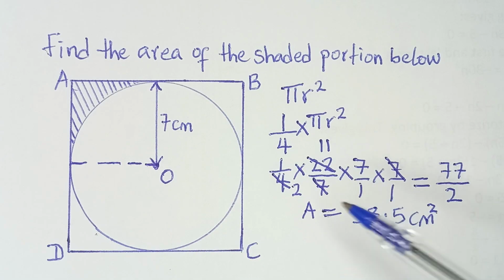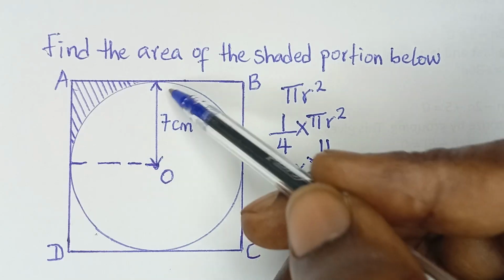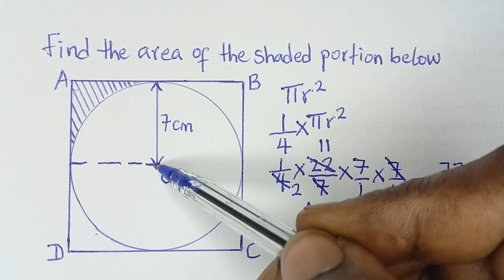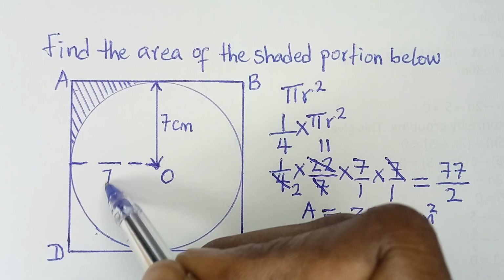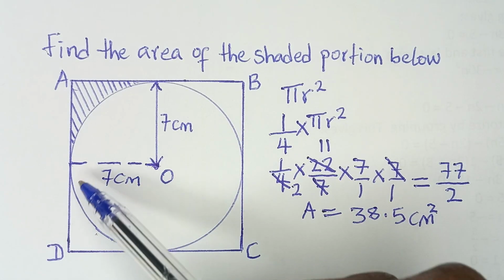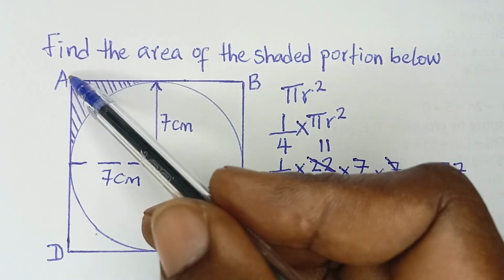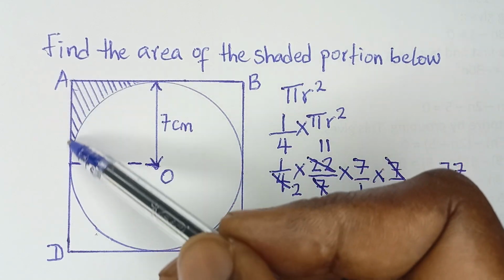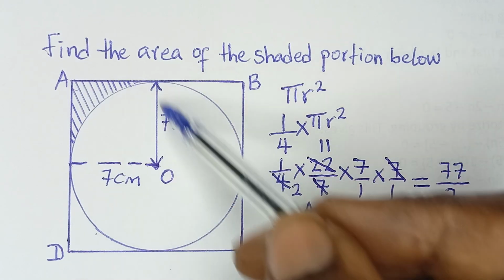So now, don't forget that this shape is a square because this is 7, which is the radius. This part is also the radius, which is 7 centimeter. So this part is also 7 centimeter. That is the radius as well. So if this is 7, this is 7, then this part will also be 7. And here we also have 7 as the side of this square.